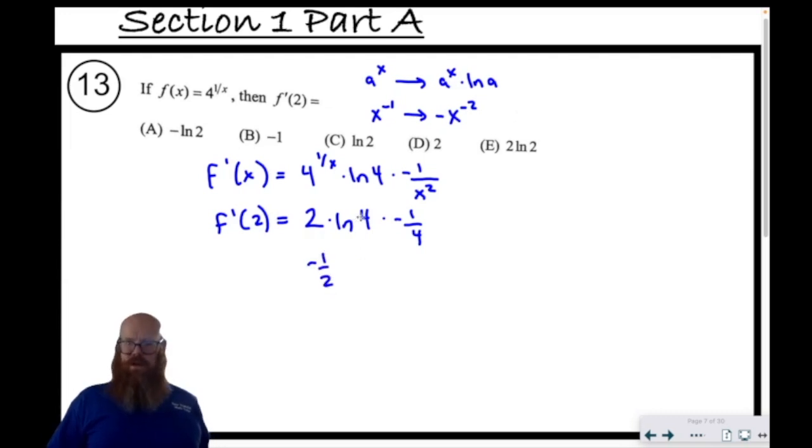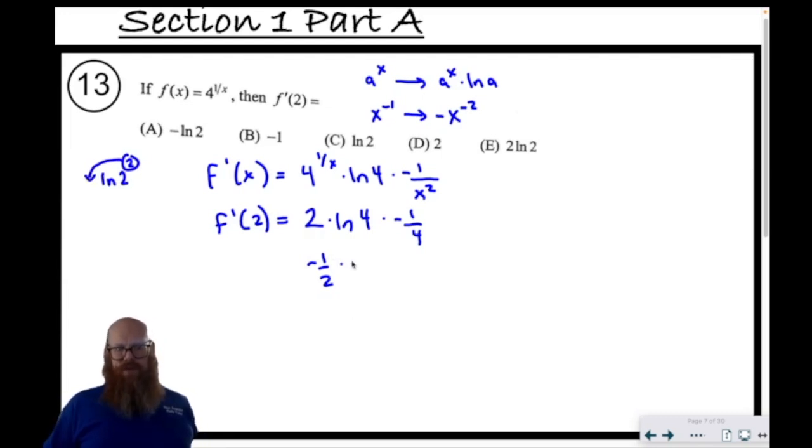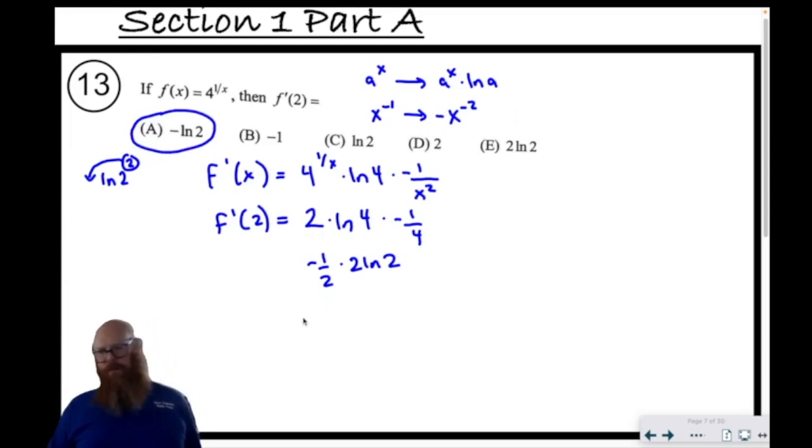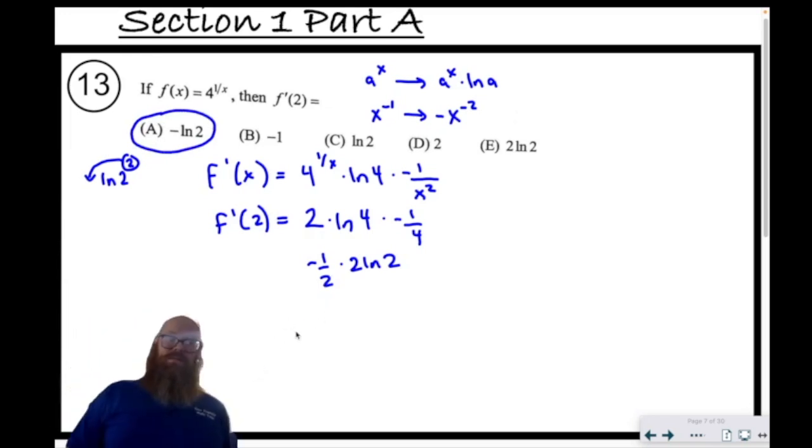But what they're doing here is they're using log properties, and 4 is 2 squared. So if we look at it like this, the ln of 4 is ln of 2 squared. This 2 can come in front. So if that 2 comes in front, then that's like 2 ln 2. And the negative 1/2 times the 2 makes just negative 1. So I end up with just negative ln 2. So we've got to know our log properties for problems like this.